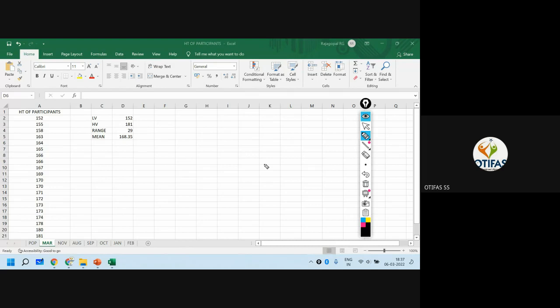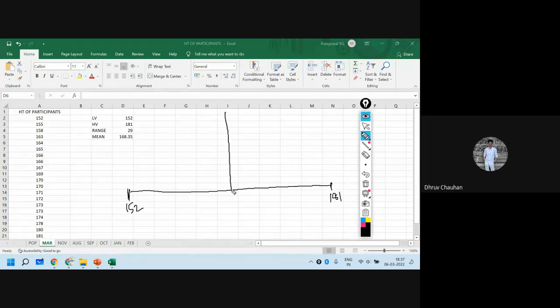Now, what is another thing you can find out? How do you find out standard deviation? You know how to find out standard deviation? Now, what is the lowest value? 152. Highest value? 181. And what is the mean, the central tendency? 168.35.